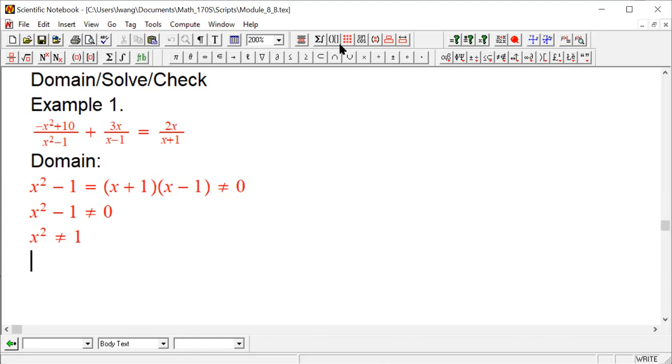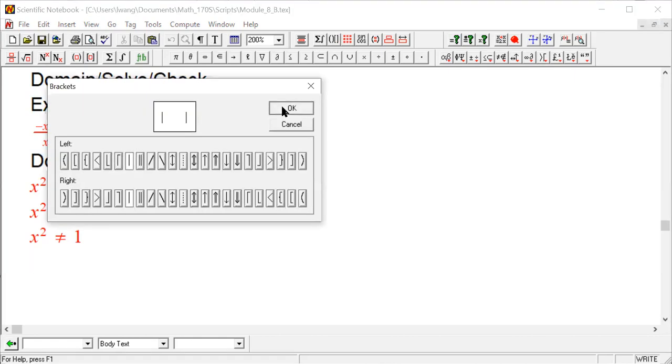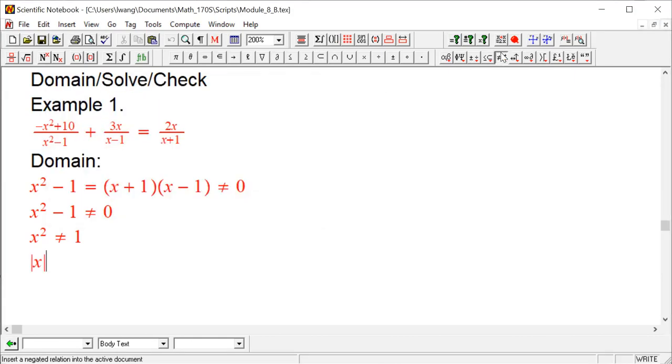And the absolute value of x cannot equal 1. So finally, x cannot equal positive 1 or negative 1. So the domain is x cannot equal positive 1 or negative 1. All the solutions we find cannot violate this requirement. Secondly, we're going to solve.